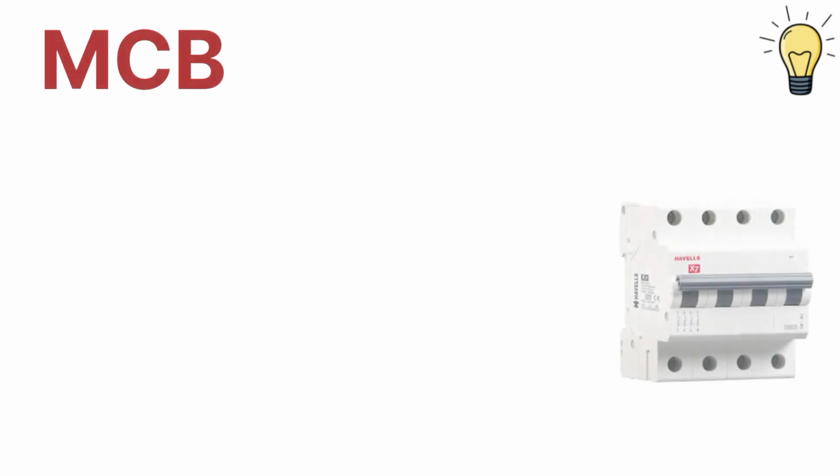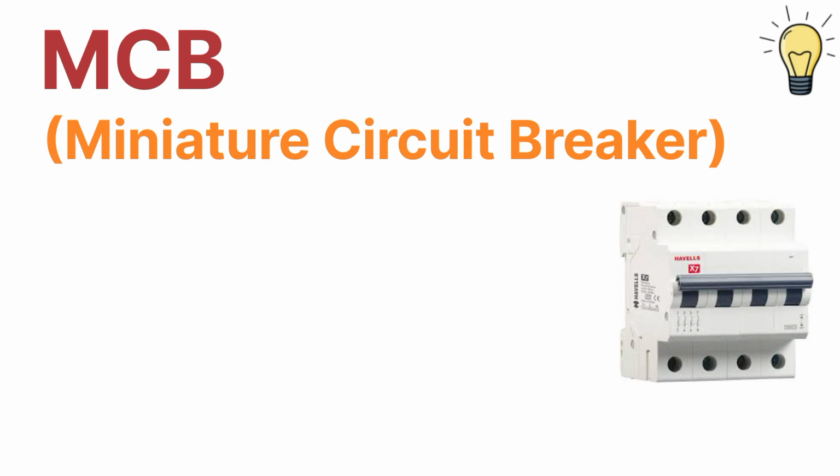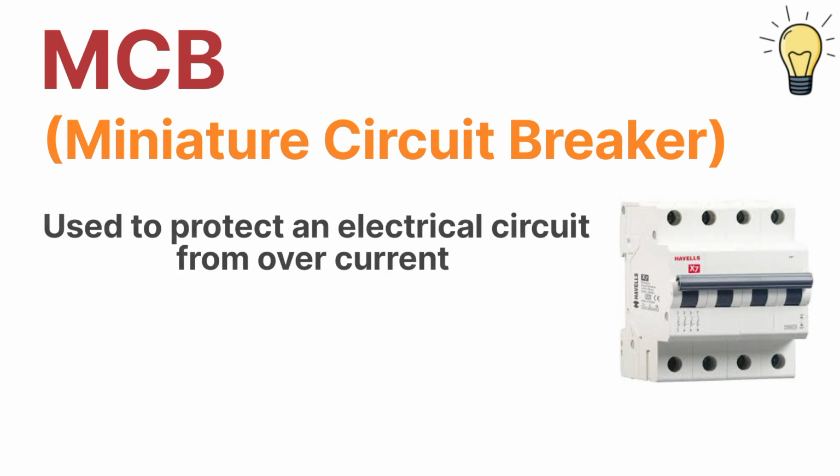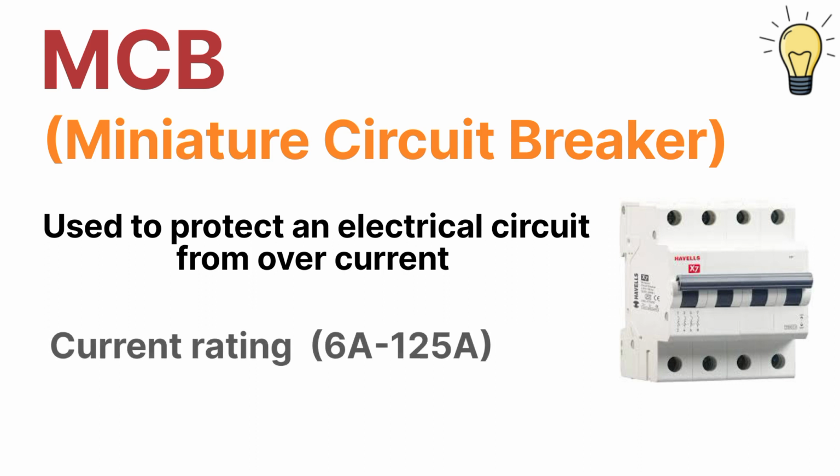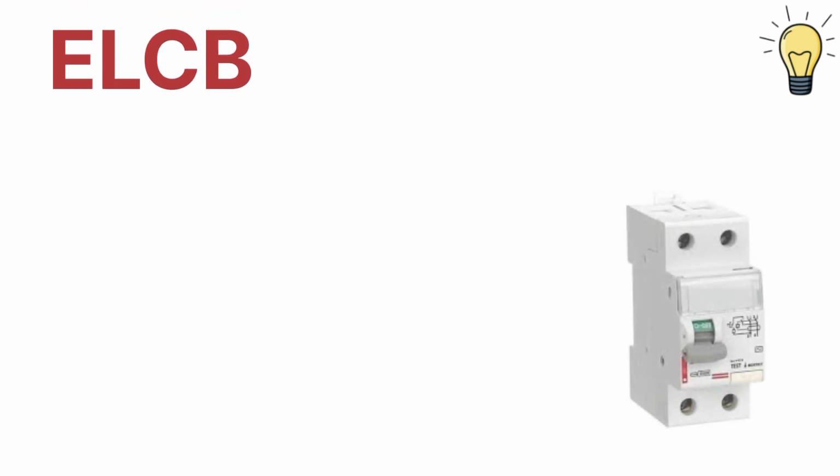The first circuit breaker which is very importantly used in the industries is the MCB. MCB is also known as miniature circuit breaker, and its use is generally to protect an electrical circuit from overcurrent. The current rating of an MCB ranges from 6 ampere to 125 ampere.